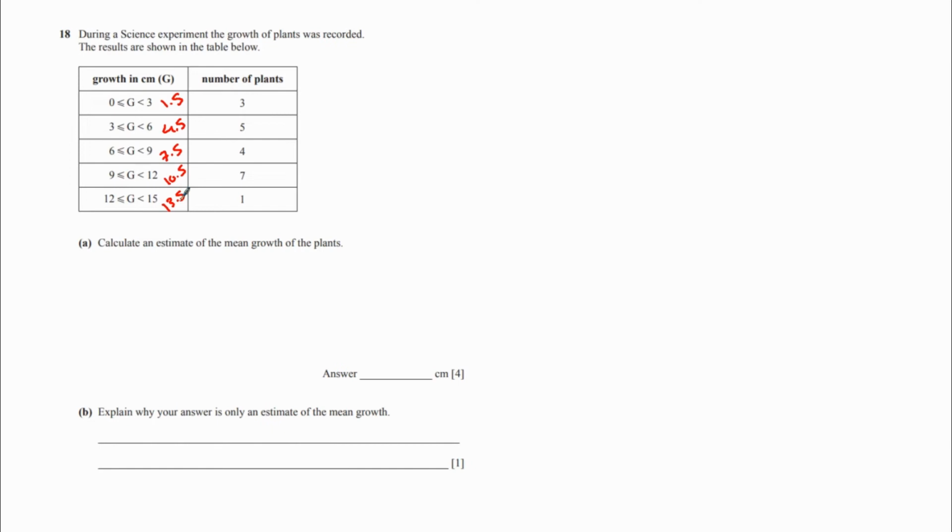So we are going to consider that if we are saying that the number of plants that grow between 0 and 3 is 3, we are going to estimate that that 3 is related to the midpoint.